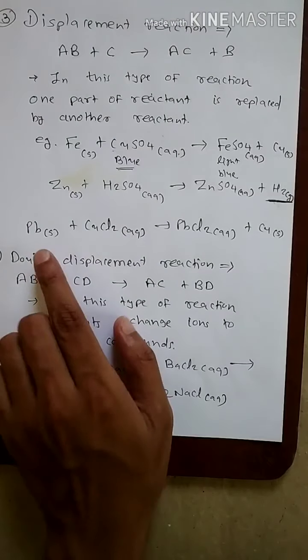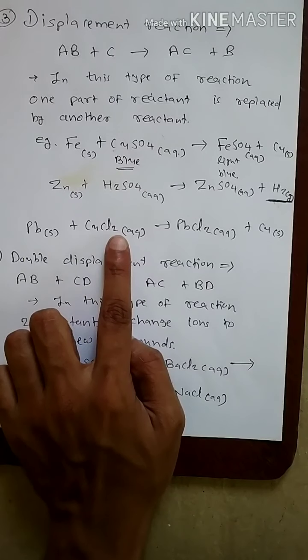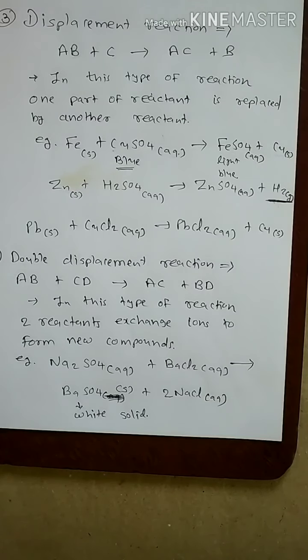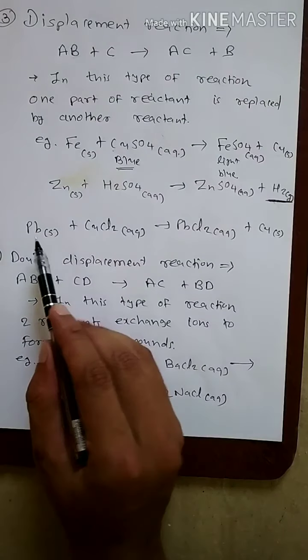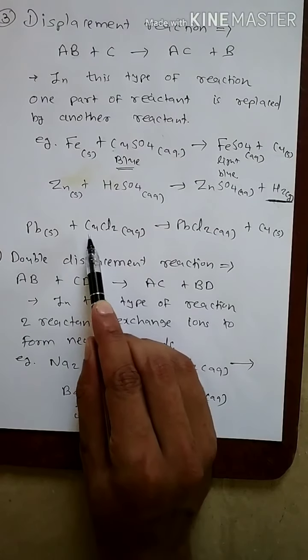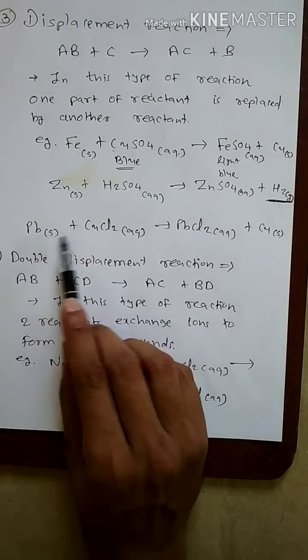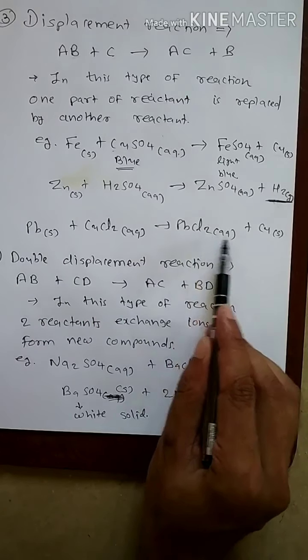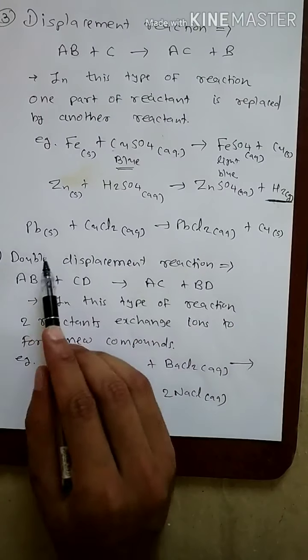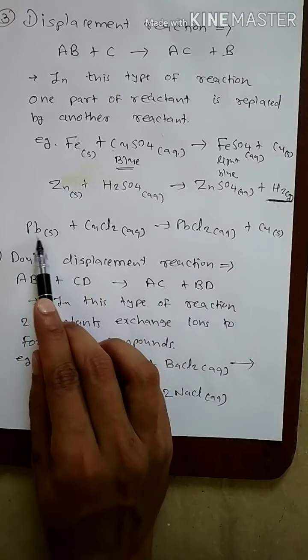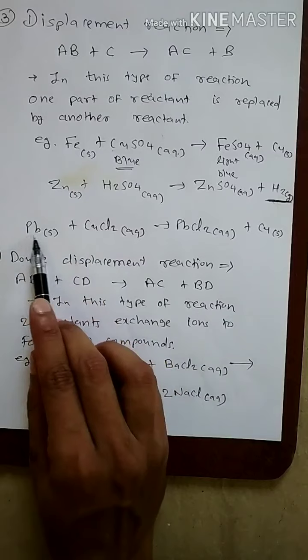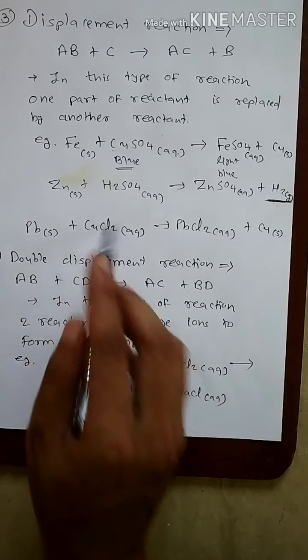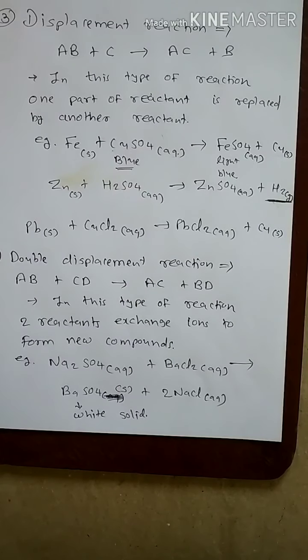The third example, Pb plus CuCl2. Pb means lead plus copper chloride, they will react together and form lead chloride and copper. Now here Pb and Cu, they both are changing their place, so it is displacement reaction.